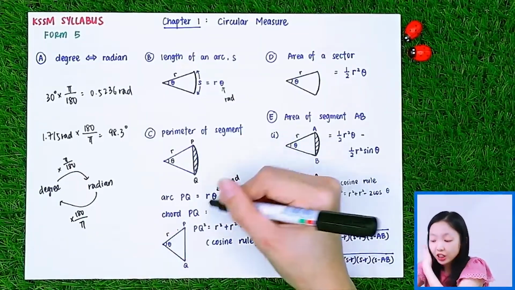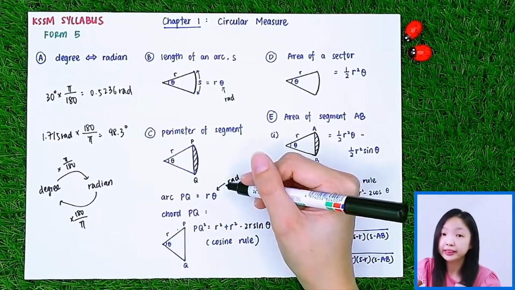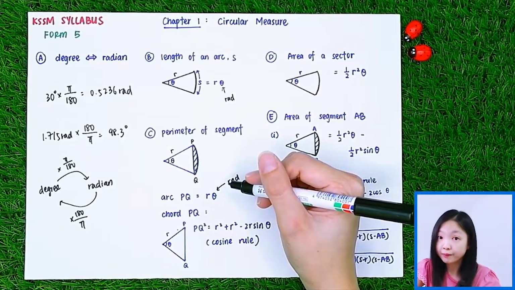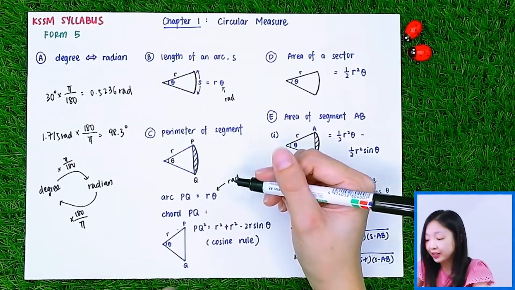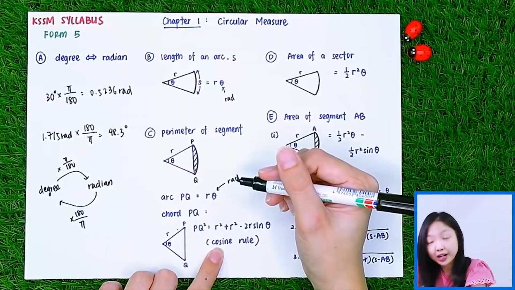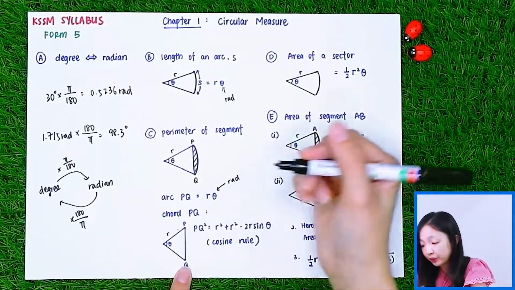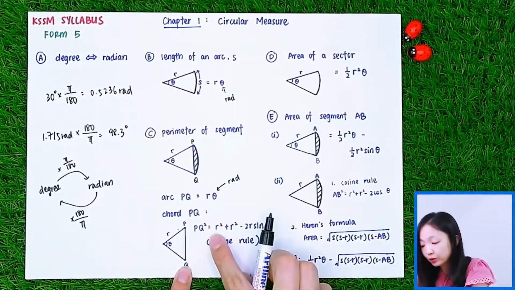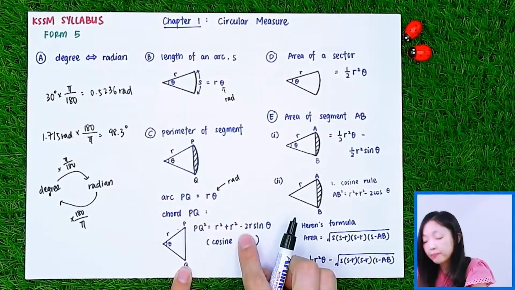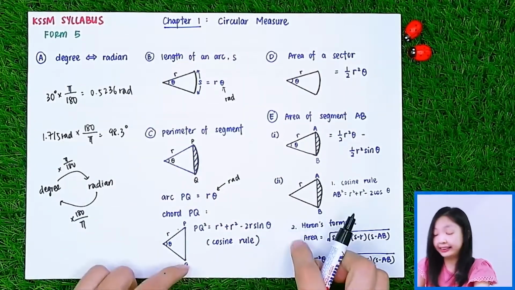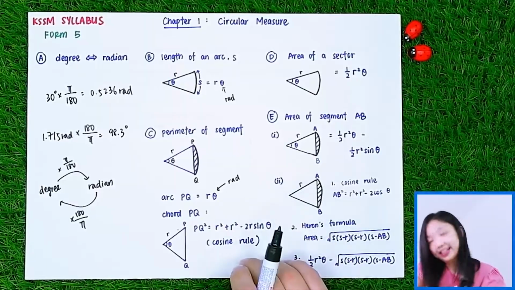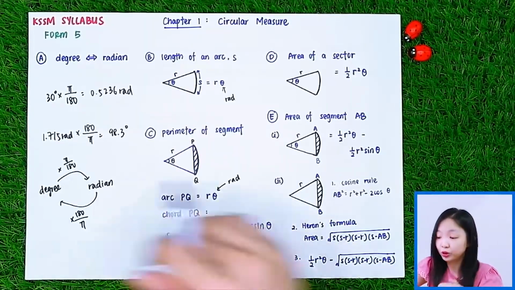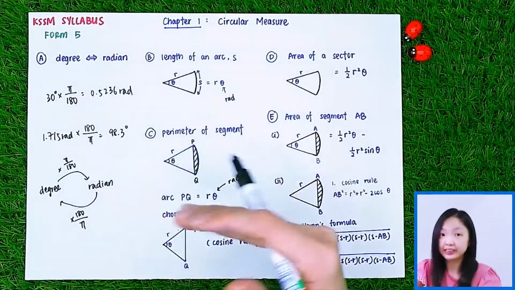And then the chord PQ. Do you still remember Chapter 9 in Form 4, the solution of triangle? You use the cosine rule to find the length of PQ, which is PQ squared equals R squared plus R squared minus 2R times sine theta. Now we stop here. I will give you a few examples to show how to use this in the question.